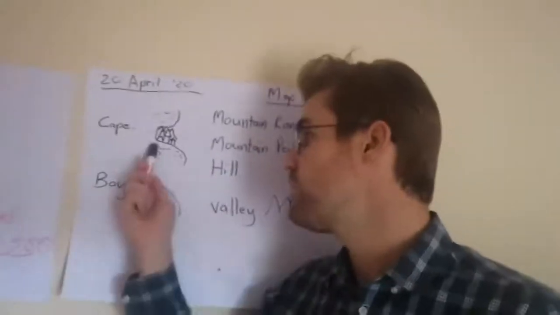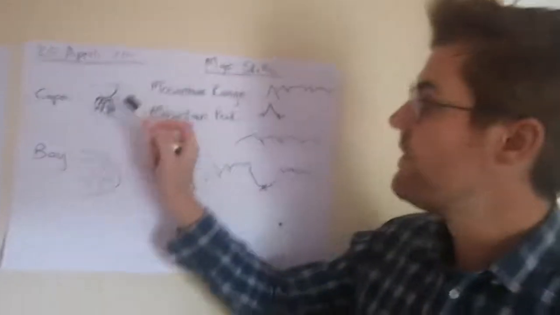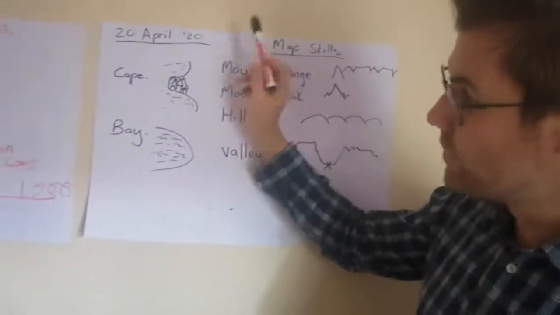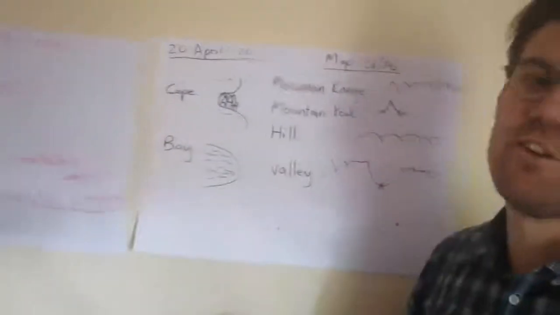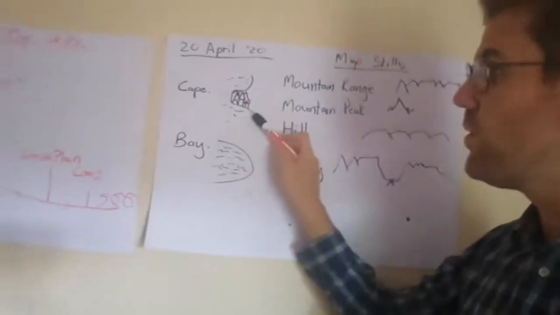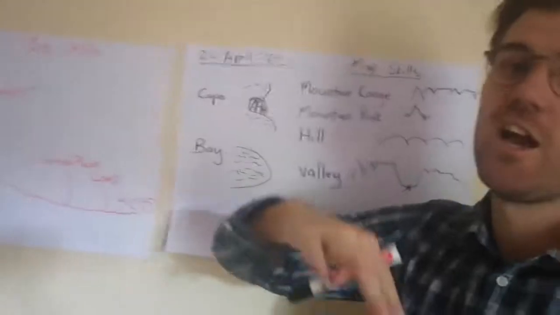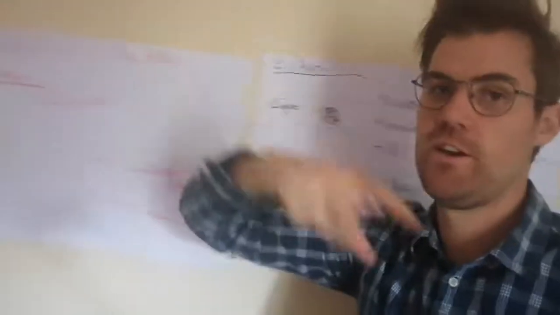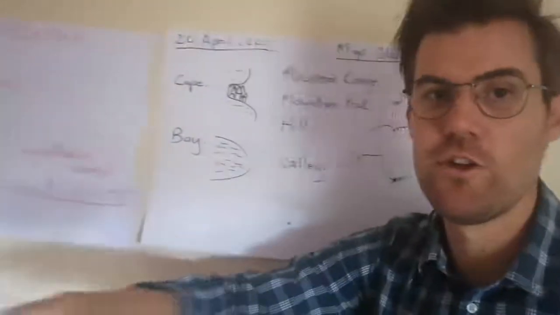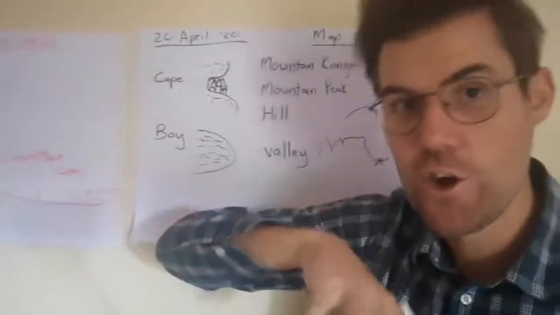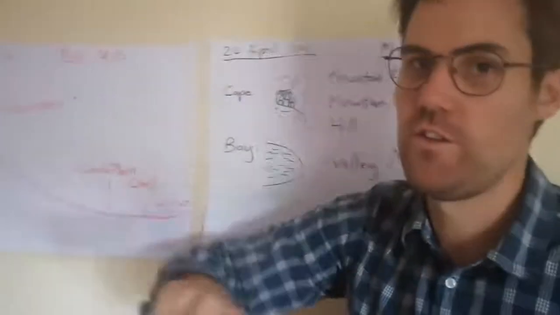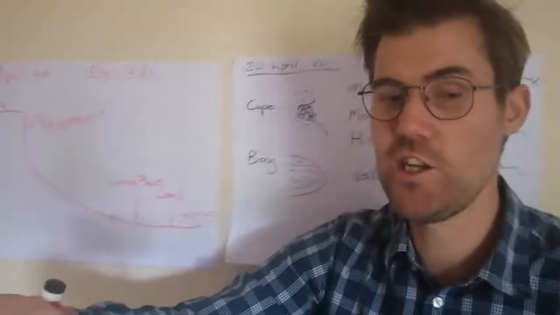All right. So first one is a cape. It's where the land goes into the sea. It goes inwards, and it's usually a high peak going into the ocean. So high land going into the sea. So a piece of mountain sticking into a sea.